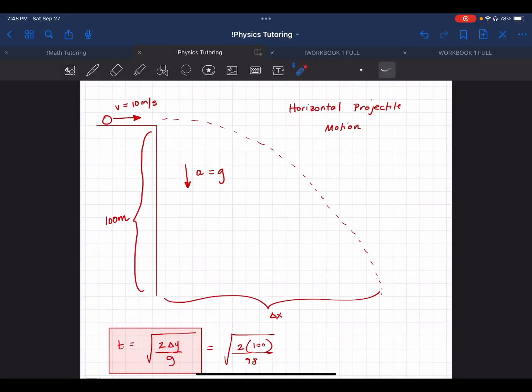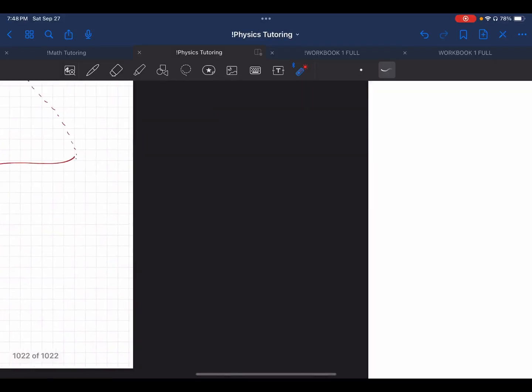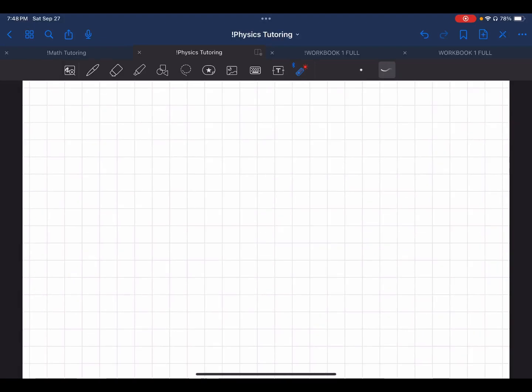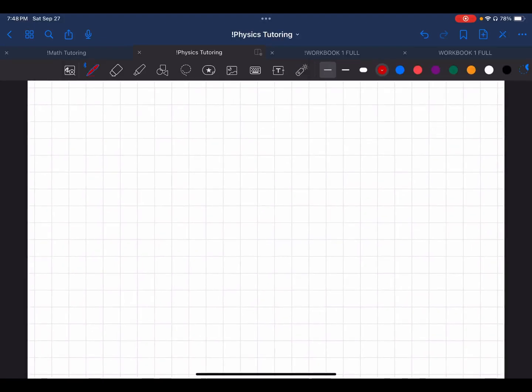Cool, cool. Let's move on to the next one. Now, what if I introduce an angle? Oh no. So now imagine I'm kicking a ball, right, or whatever. Imagine I'm here, happy, kicking the soccer ball. And if I kick a ball at an angle, it should launch kind of like this, right?